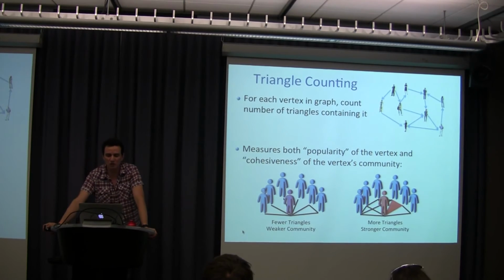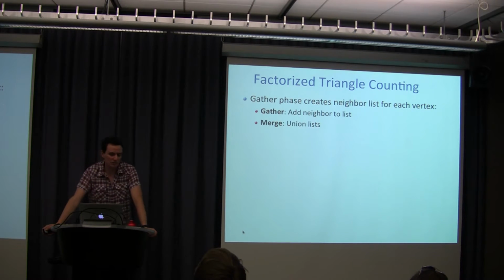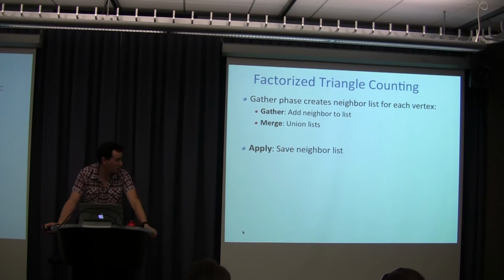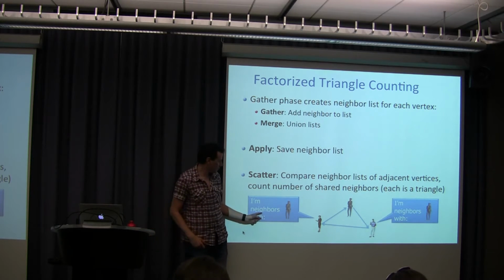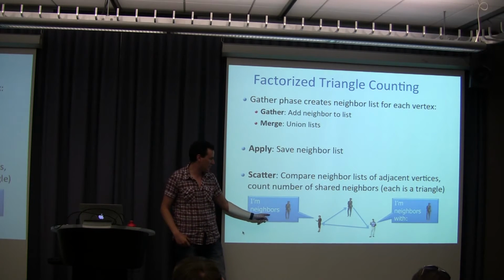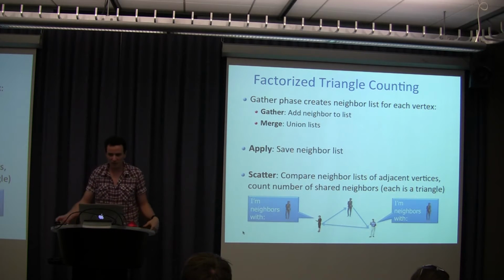So one task you might want to do is count the number of triangles each person has if you're, say, Twitter or Facebook and you want to advertise. And you can compute this in a gather, apply, scatter phase. In a gather phase, you're gathering neighborhood lists from your neighbors so that you can figure out if any of your neighbors share any triangles. In apply, you save your own list, and in scatter, you say, I'm in that triangle if my neighbor on one side is friends with the neighbor on the other side. And you can imagine how to do this.